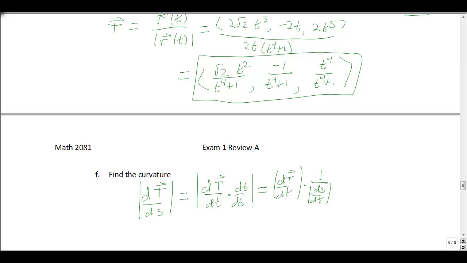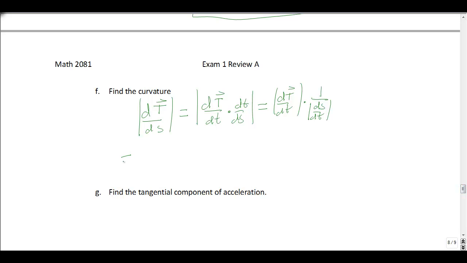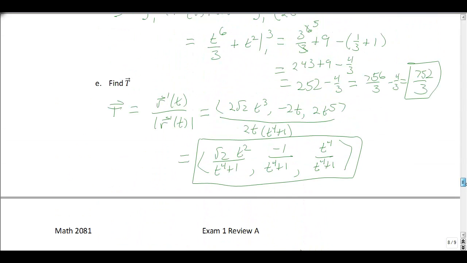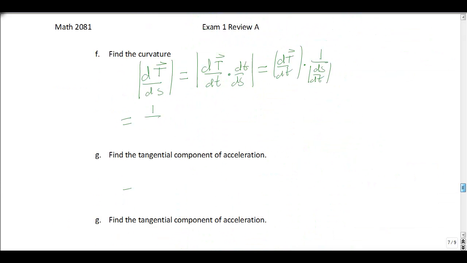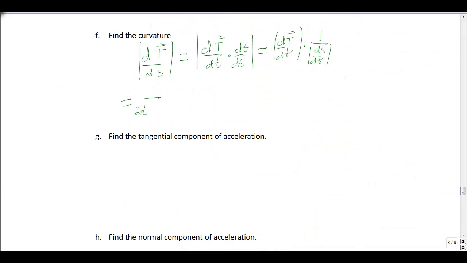So this ds/dt, that's our speed, really, the magnitude of the change in position with respect to time. So that's our speed. And this dT/dt is going to be a little bit of a mess. We have to differentiate this thing up here. So what we're going to get when we do this, I'm going to write the 1 over ds/dt first, 1 over the speed. Our speed was 2t times t to the 4th plus 1.